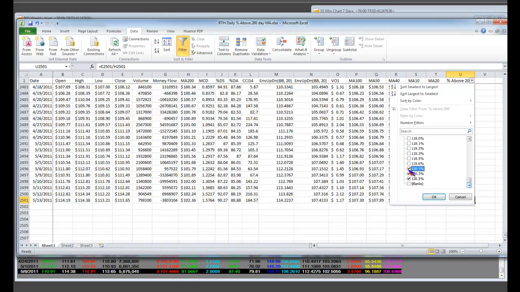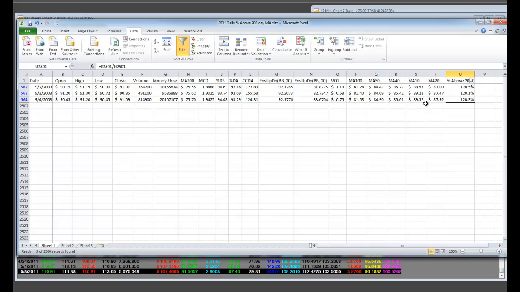So we can go back and take a look at these three periods where it traded over 20% above its 200, and this hasn't occurred since 2003. This was 9/2 through 9/4 of 2003. Almost 8 years ago. We were very overbought on the retail index, about $16 above the 200 period.